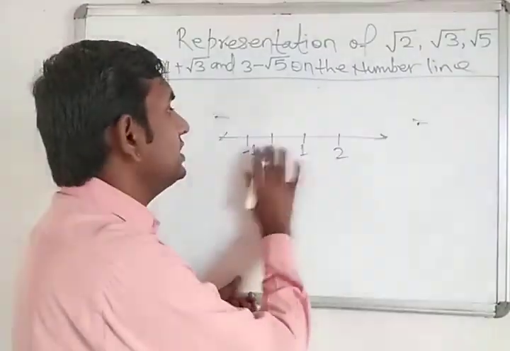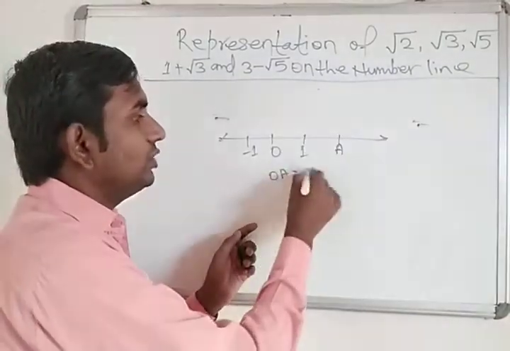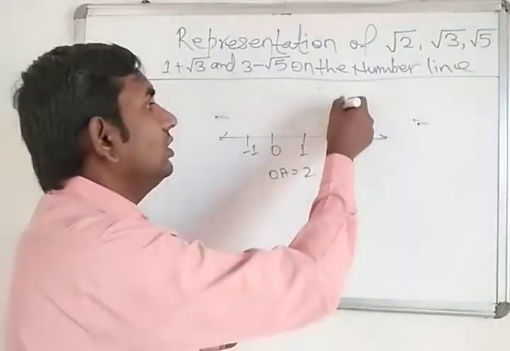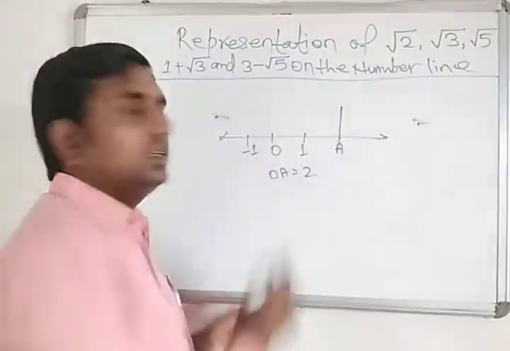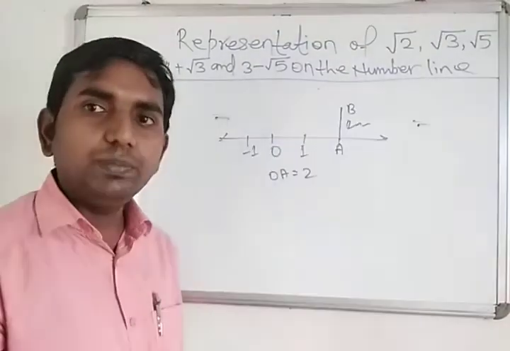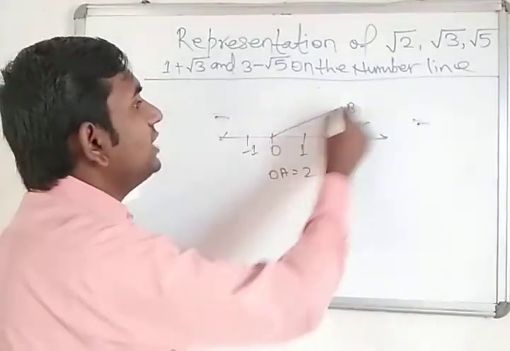Here we have to assume this O and this A. Okay, O and A, OA is equal to 2 unit length. Now we have to draw a perpendicular on OA, equal to 1 unit, and we write its name B. Okay, here we have to use a compass. Now we have to join O to B.